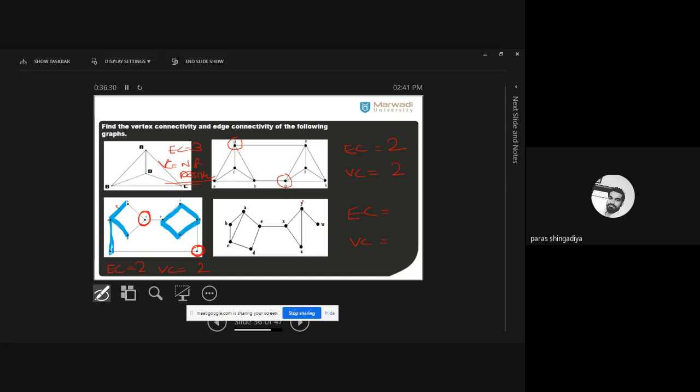Both are 1. Okay, very good. If you remove any one edge from here, that means consider making W disconnected. Clear? And for vertex connectivity, you can delete E or you can delete X. Okay, otherwise you can also delete Y. Clear? And these are the disconnected forms. So both are 1. Clear?